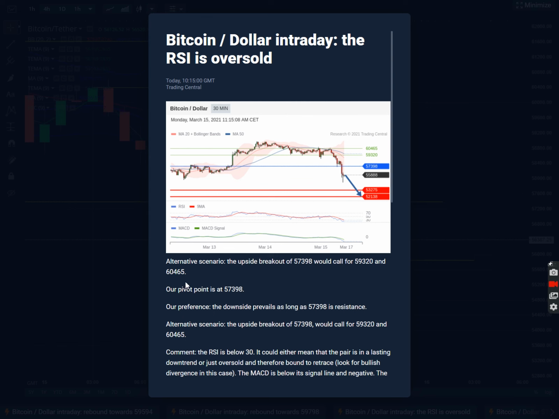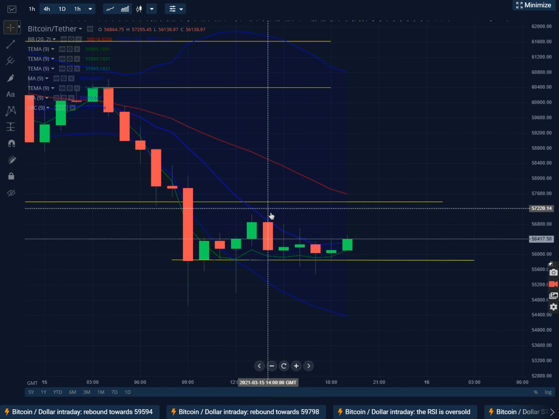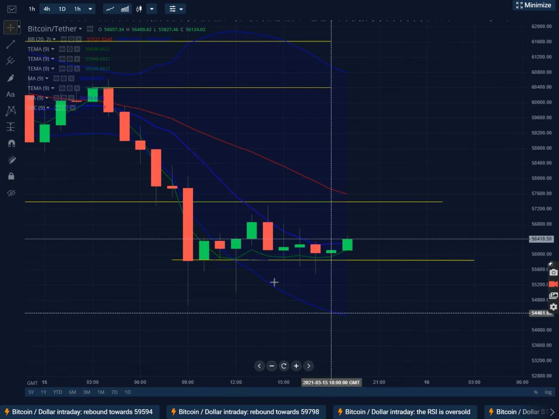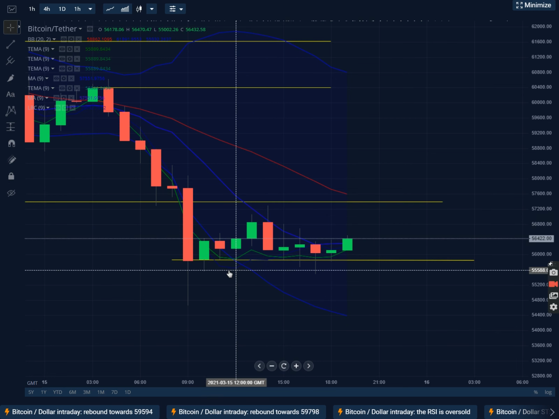Obviously, as it says here, their pivot point is 57398, and that is where I've drawn my line, at 57398. And their preference, it says, is that the downside prevails as long as 57398 is a resistance line. So basically what that is saying is if Bitcoin doesn't break above this line, then the market's going to go down, which it hasn't yet, so it could well go down.